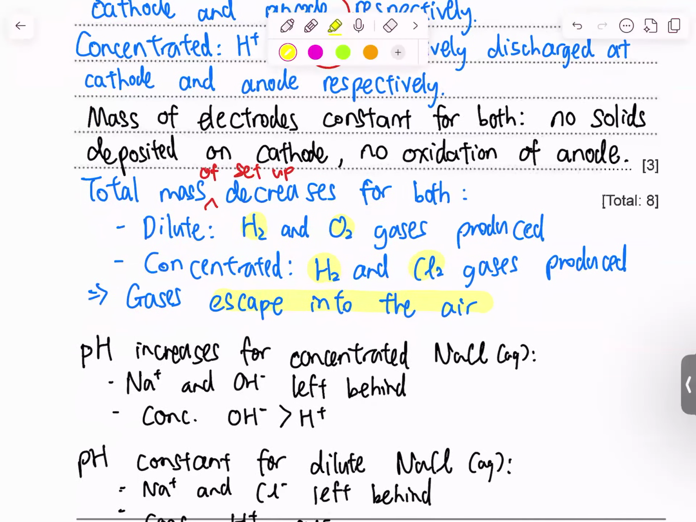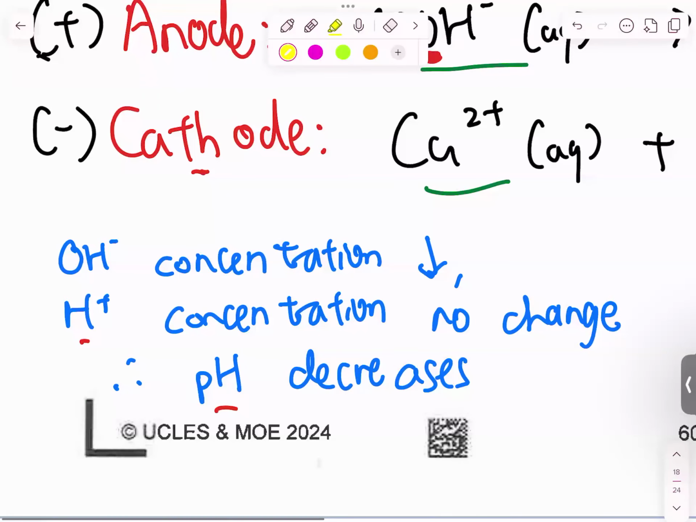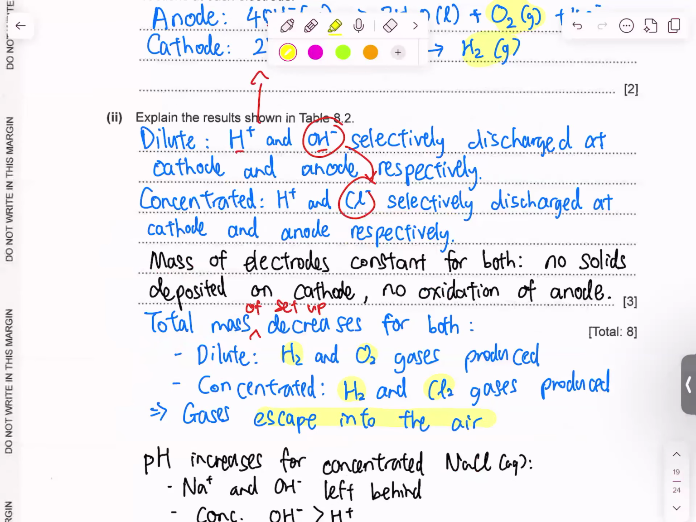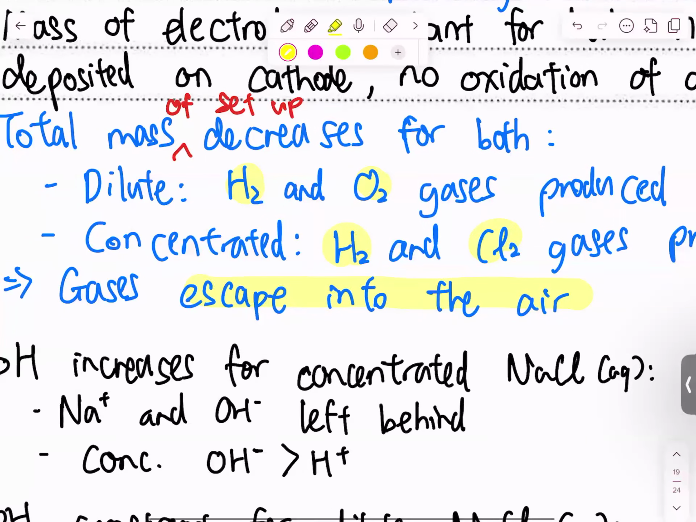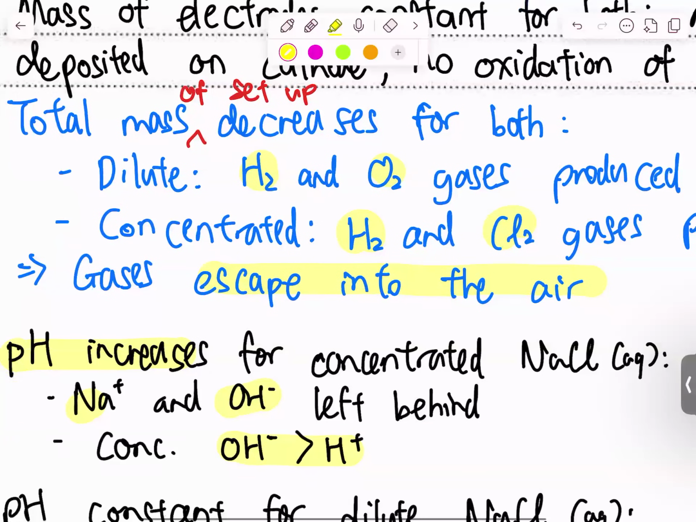For pH, all we need to do, just like the previous case, is pay attention to what's going to happen to the concentration of OH minus and H plus ions in each case. So for the concentrated NaCl, Na plus and OH minus are being left behind. Over time, the concentration of OH minus will outweigh H plus, so the pH will increase.